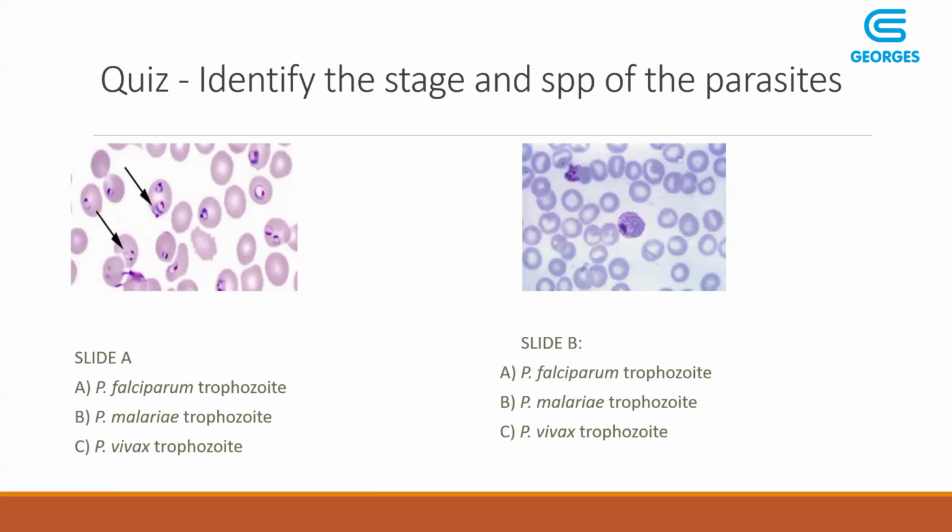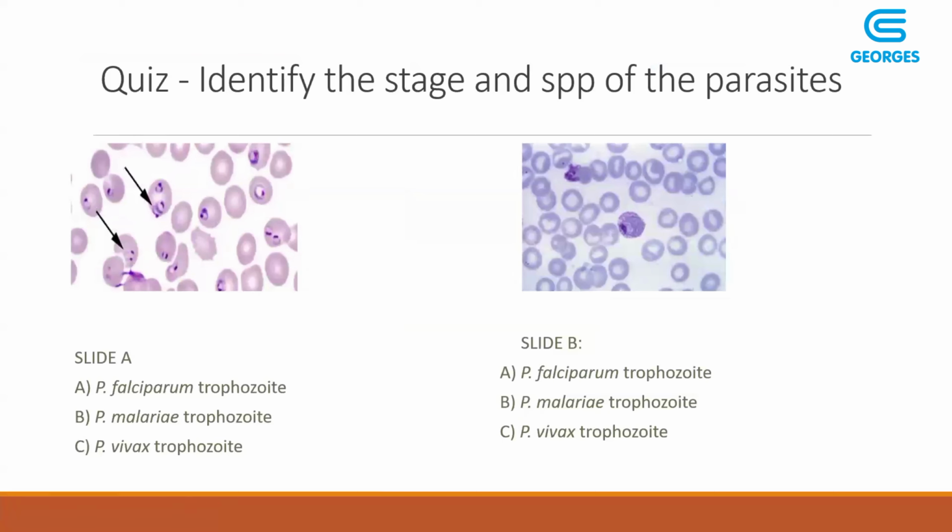It's quite complex. So, okay, very fast, we will end it at that. For slide A, the correct answer was P. falciparum trophozoite. Then for slide B, the correct answer is P. vivax trophozoite. Thank you everyone for attempting to answer that. That was quite a good interaction, and we appreciate your participation.